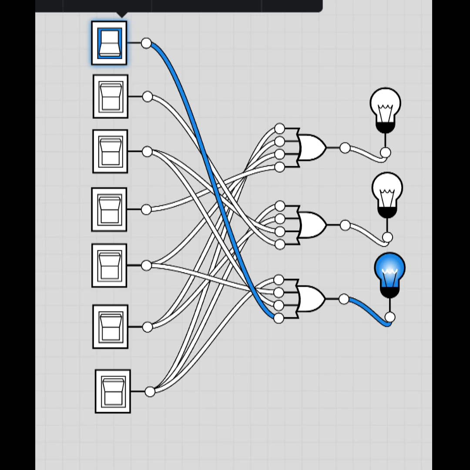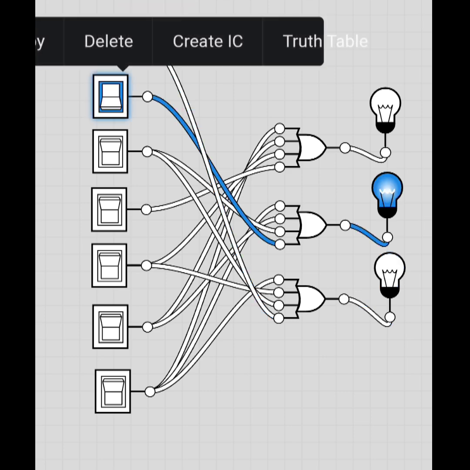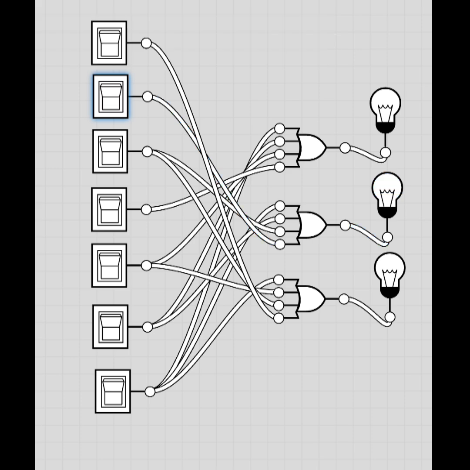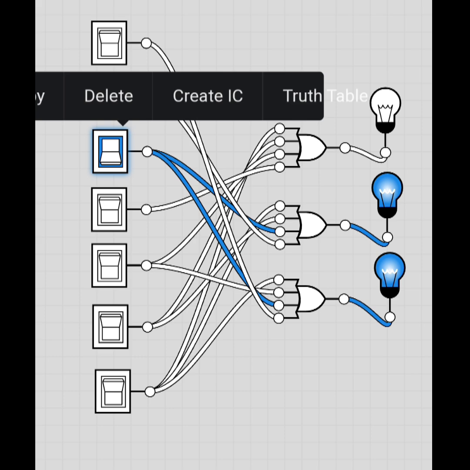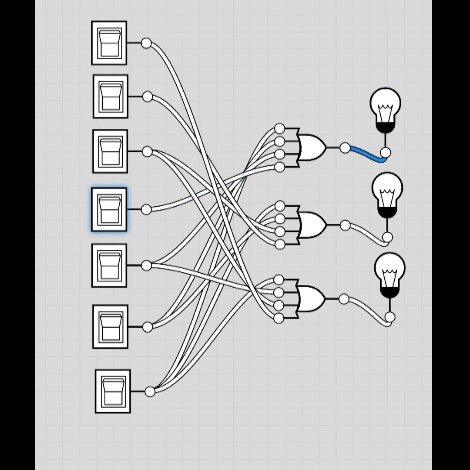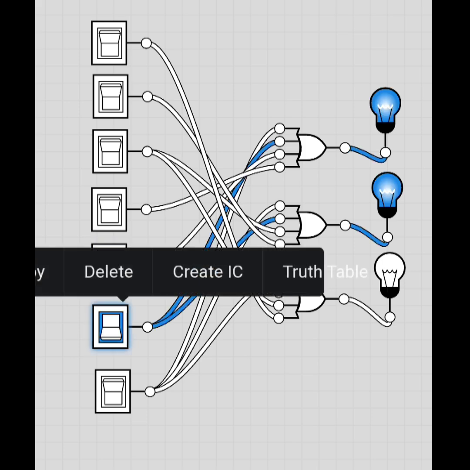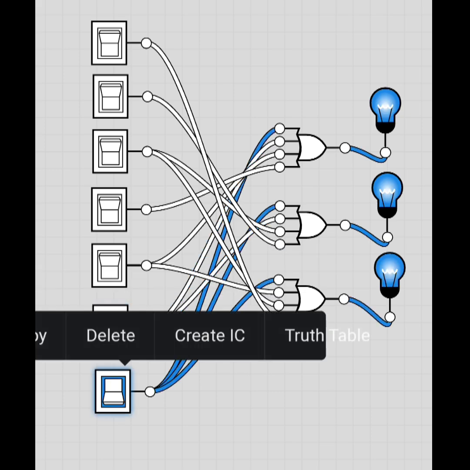When Y1 is 1, the output of the C bulb is 1. When Y2 is 1, the output of B bulb is 1. When Y3 is 1, the output of B and C is 1. When Y4 is 1, the output of A is 1. When Y5 is 1, the output of A and C is 1. When Y6 is 1, the output of A and B is 1. And when Y7 is 1, the output of A, B, C are 1.